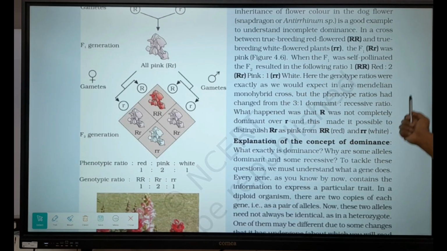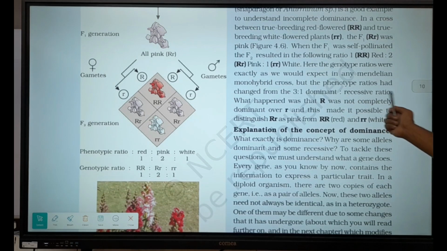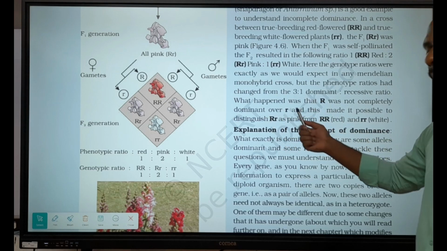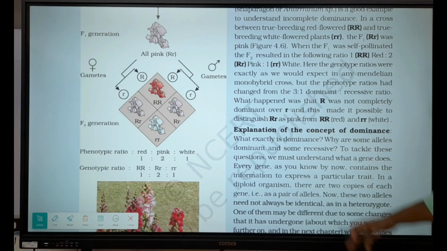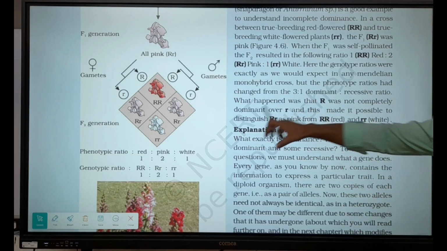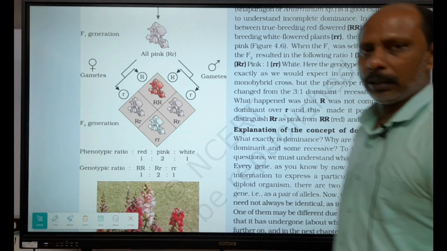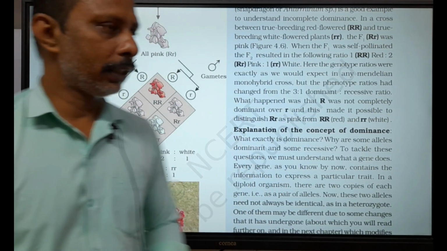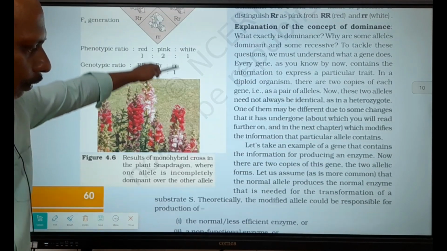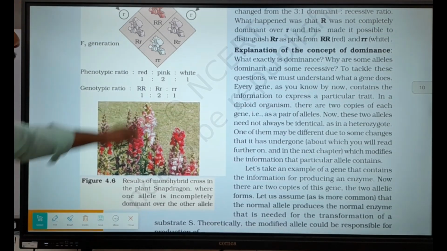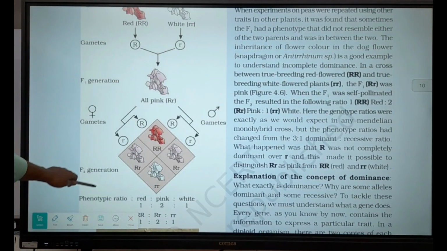But the phenotype ratio had changed from 3:1. What happened was that R was not completely dominant over r, that's why it is called incomplete dominance, and this made it possible to distinguish Rr as pink from RR red and rr white. You understand this one? This ratio is given here, you understand.